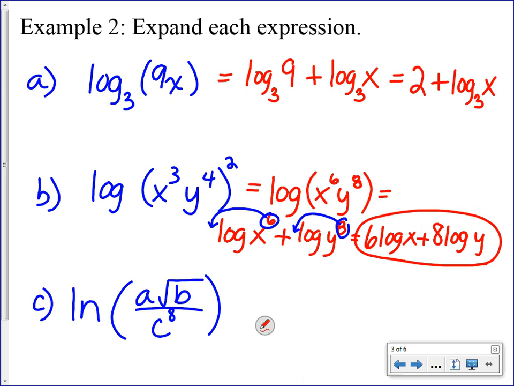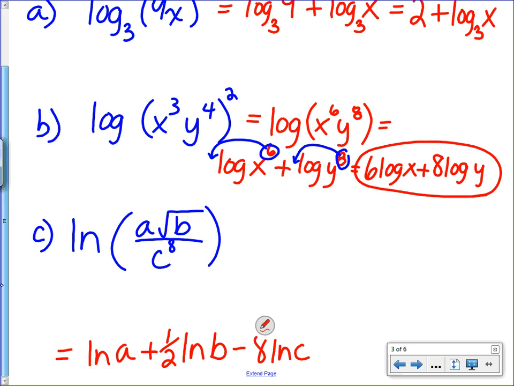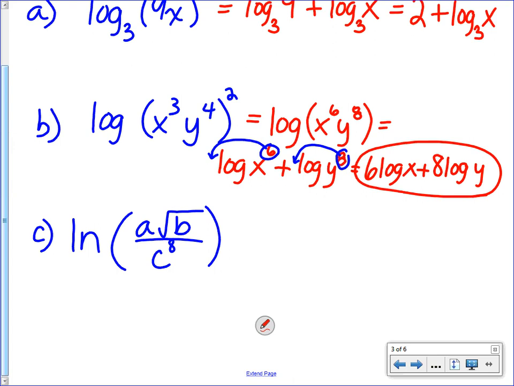Okay, in example C, we have the natural log of a times the square root of b, all divided by c to the 8th power. Okay, so this is an example where we're using all three of the laws, okay? The very first thing I would do, though, is convert the square root to the 1/2 power.